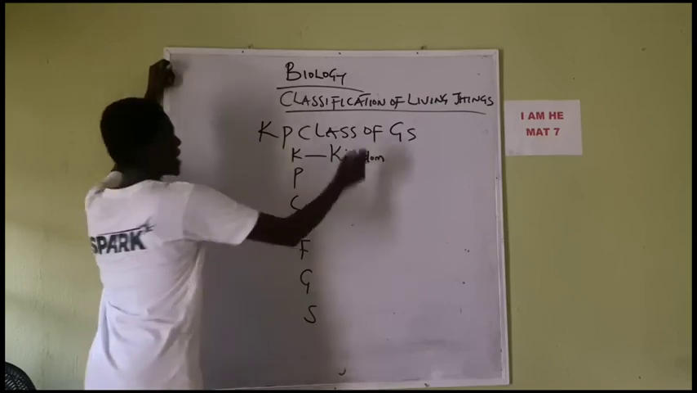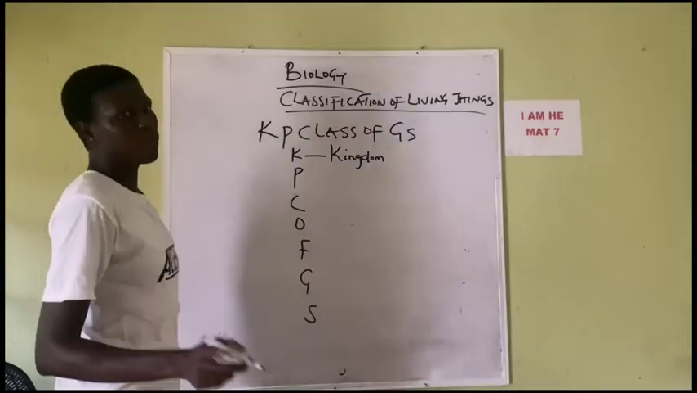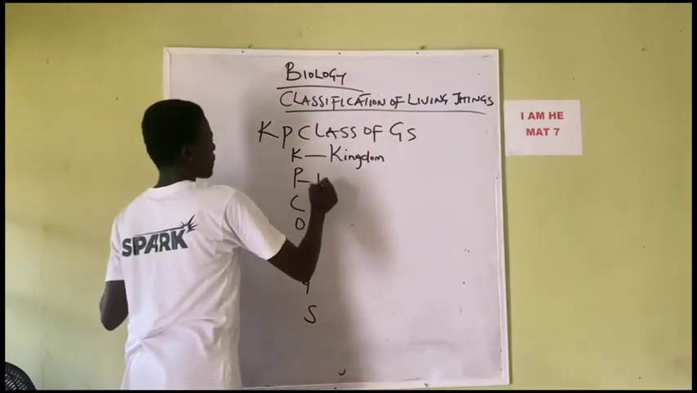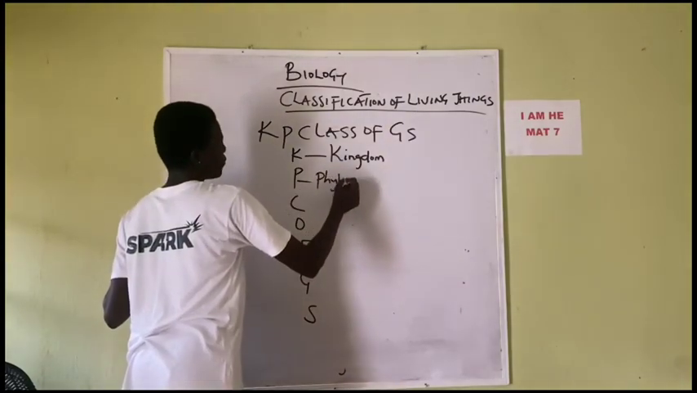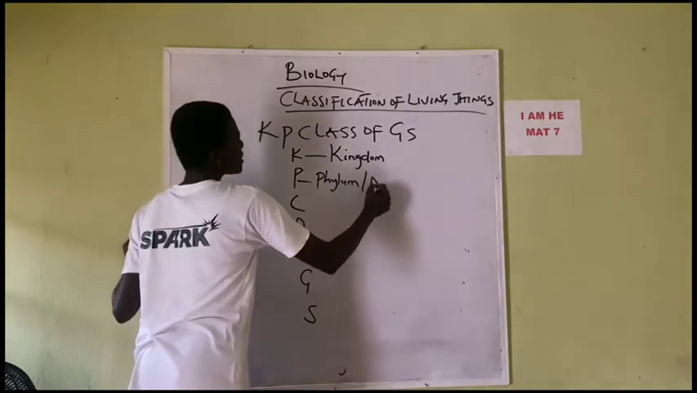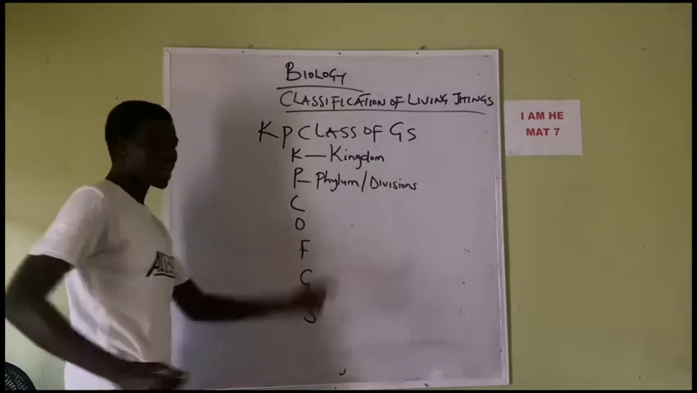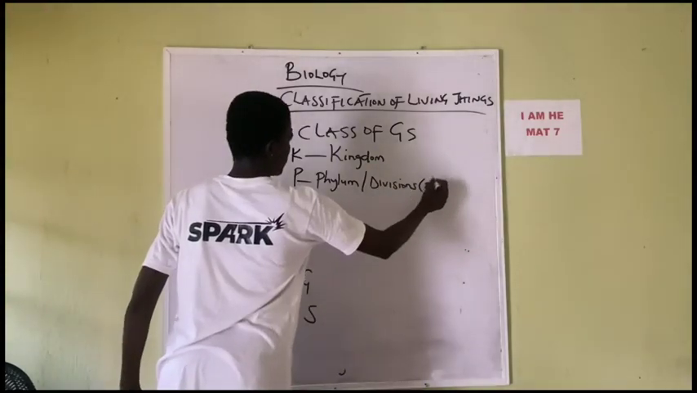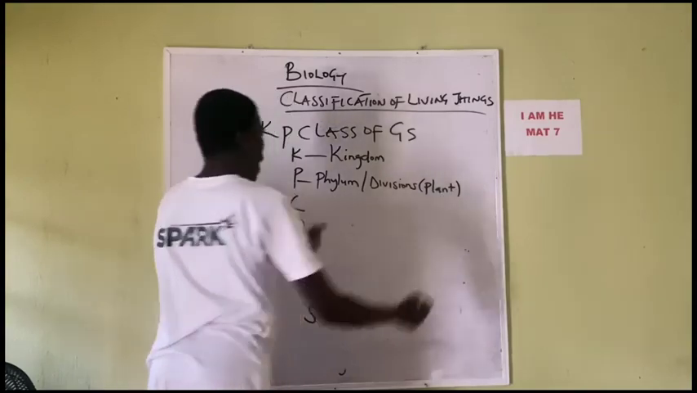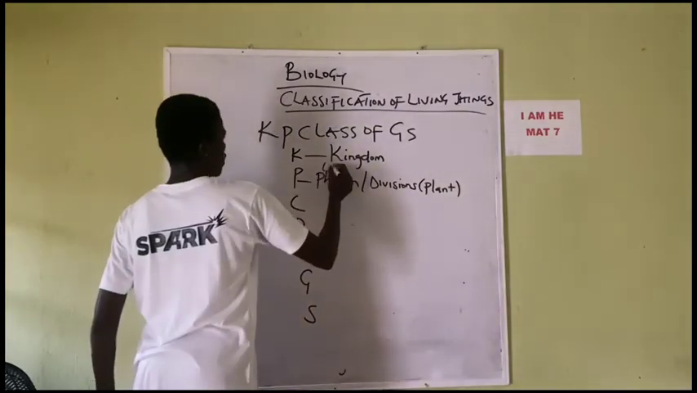K stands for Kingdom. And now we'll still break this further. Just watch me. P stands for Phylum or divisions. Division is for plants. Take notes. And phylum is for animals. Do you understand? Animals.